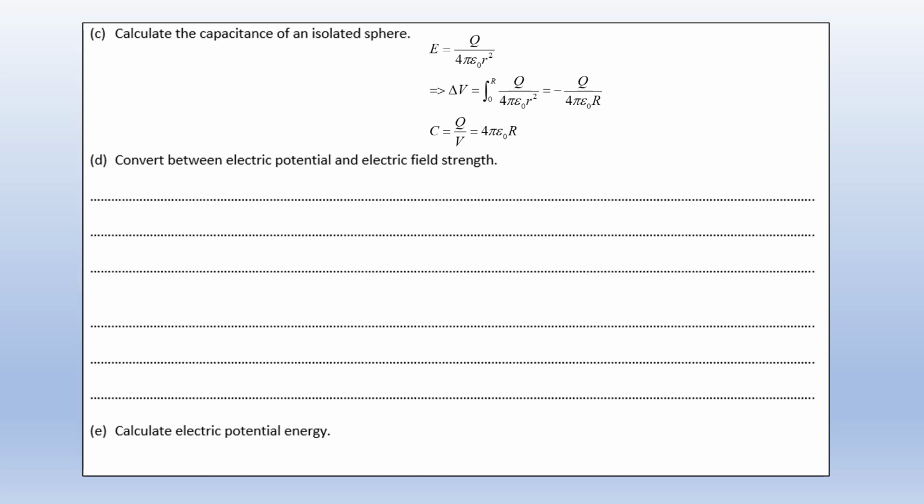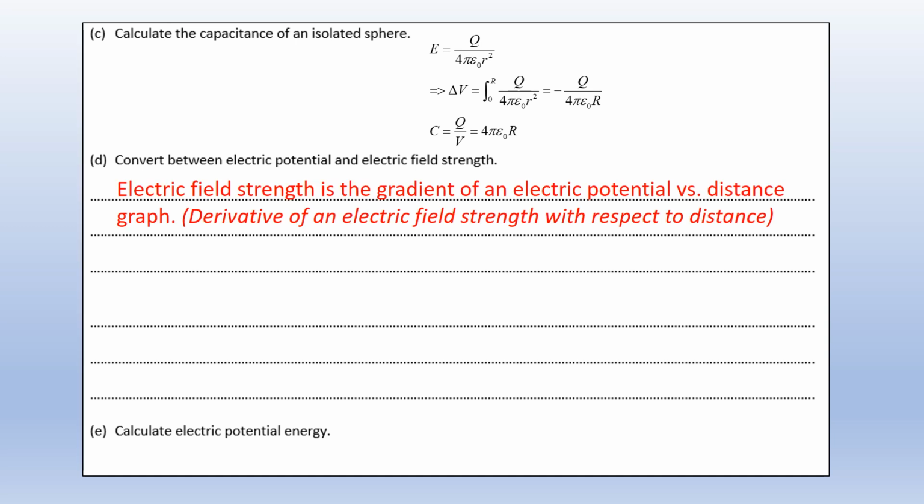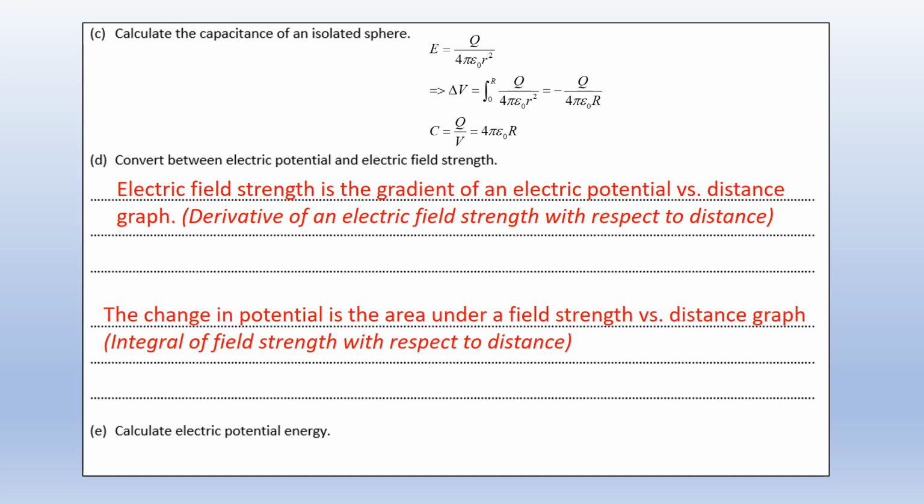So let's look at a little bit more detail in the relationship we've just seen. We've just seen that electric field strength is the gradient of an electric potential versus distance graph, or the derivative with respect to distance. But what we've just used is that the change in potential is the area under a field strength versus distance graph, which is the same as integrating field strength with respect to distance. This kind of relationship applies to gravitational fields too. We get the same relationship between potential and field strength. And just like gravitational, we can calculate electric potential energy at a point if we know the two charges and the distance between them.